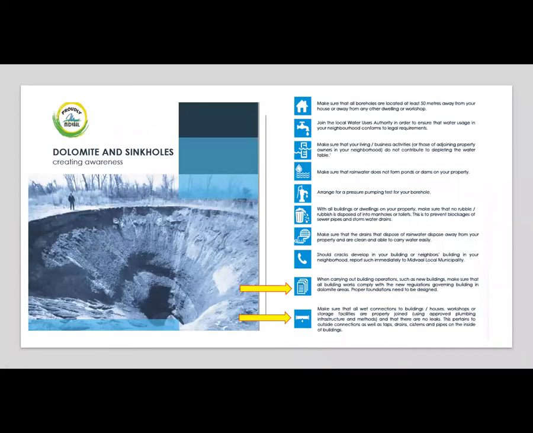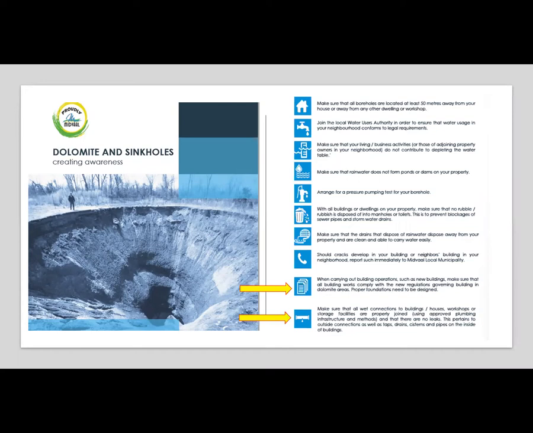So as I mentioned in my first session, I'm very close to Midvaal. So I've got a lot of information from them. They're in an area where there is dolomite and sinkholes. And if you can see on your screen, the sheer size of that sinkhole over there, and the little guy standing on the side there, it's extremely scary. Can you imagine, that could probably swallow a whole house? But once again, I recommend that you engage with your local municipality for guidelines and data. They should have it if they are in a dolomite area.